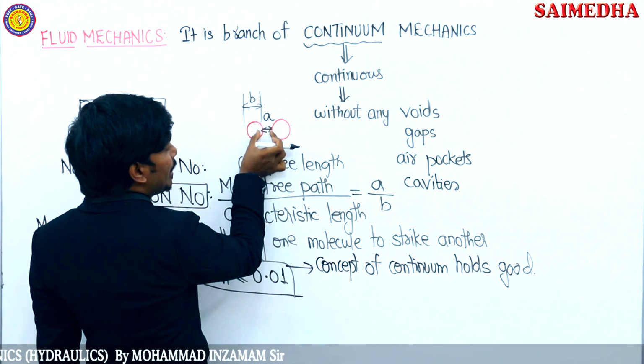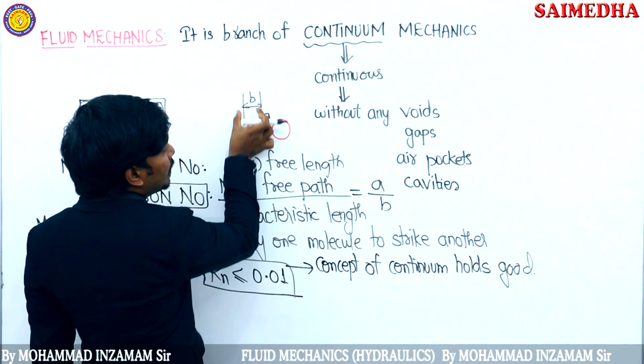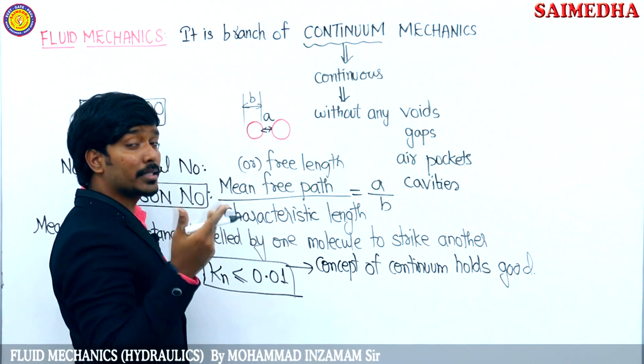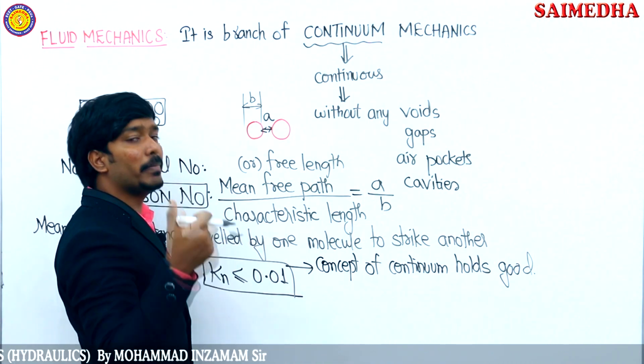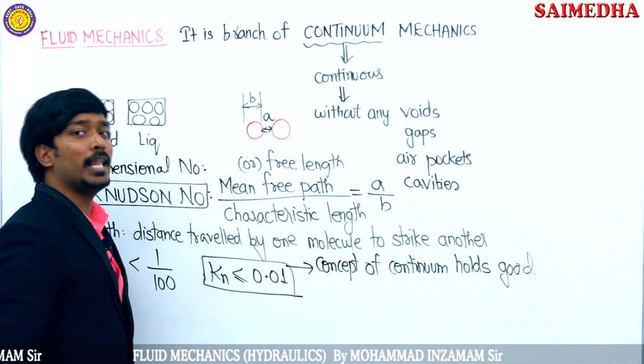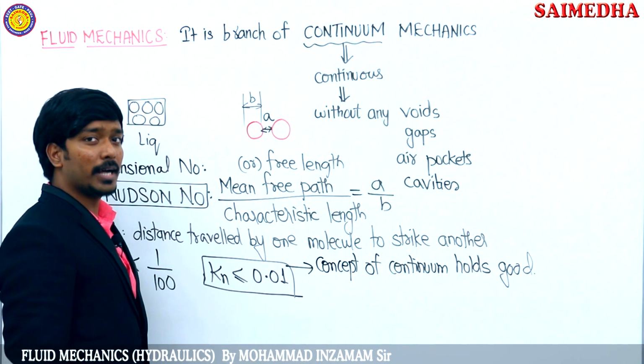Let's say it is A. What is the characteristic length? Size of the molecule. So how much should the gap be? It should be a 100th part of the size of the molecule. That gap can be neglected, and yes, that material can be regarded as which material? We can record it as a continuous material.